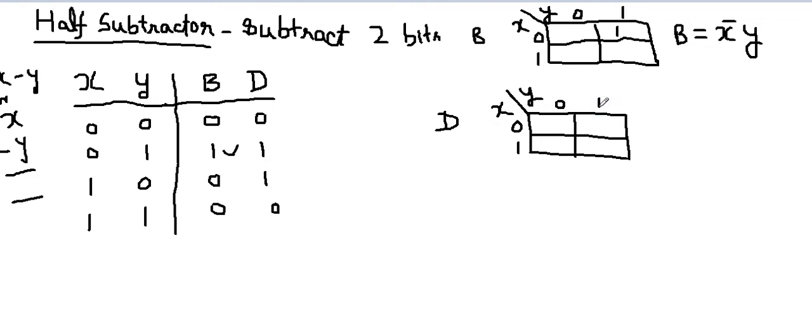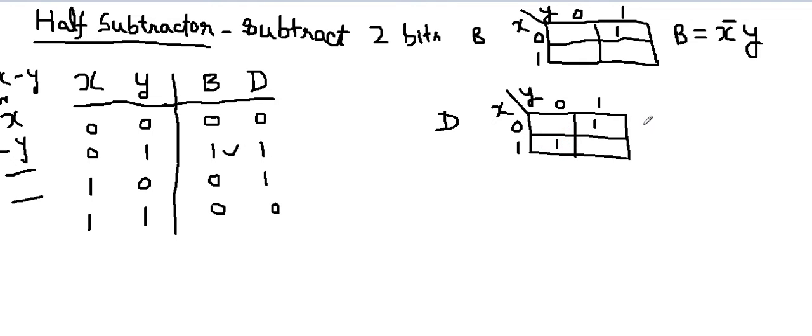Okay, now here we have two ones because it gives output 1 for these combinations of x and y, when x is 0 and y is 1. So when x is 0 and y is 1, in this cell we have to place 1. And for x is 1 and y is 0, we have this one. Okay. So x is 1 and y is 0 in this cell.